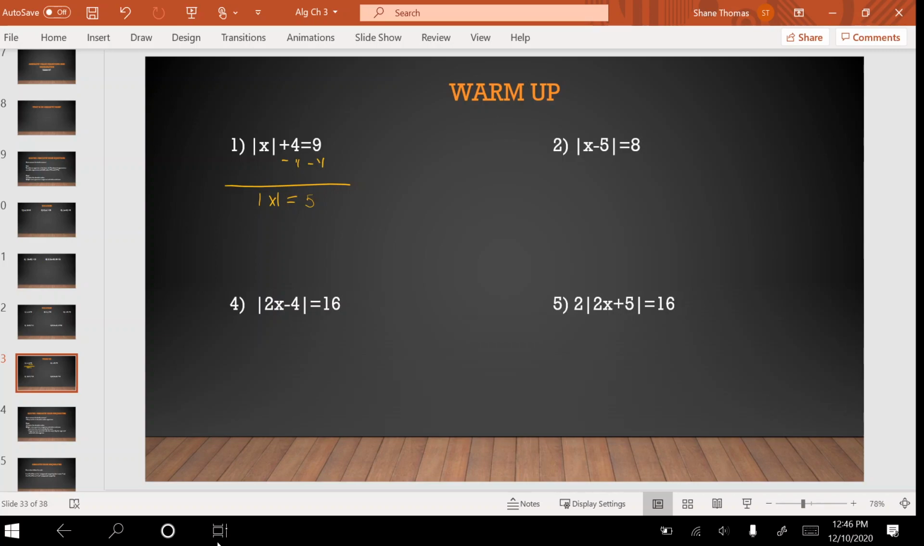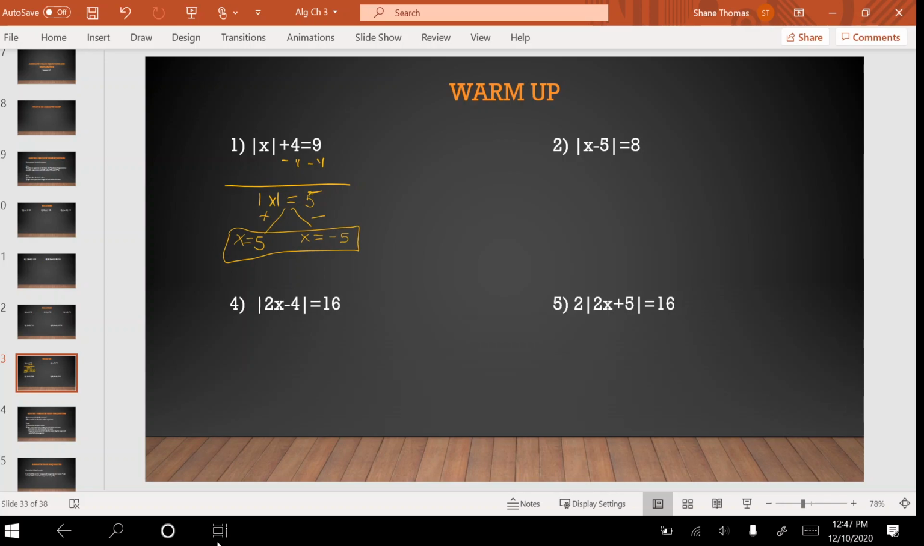Do I have the absolute value on the side by itself? Yes, I do. All right, so if I have it on the side by itself, now I can split it. Remember the positive case and the negative case. So plus, minus. Positive case, I write it exactly the same. Negative case, I write the left side the same. Right side, I make it what? Negative. So then there's my answers. X is 5, x is negative 5.